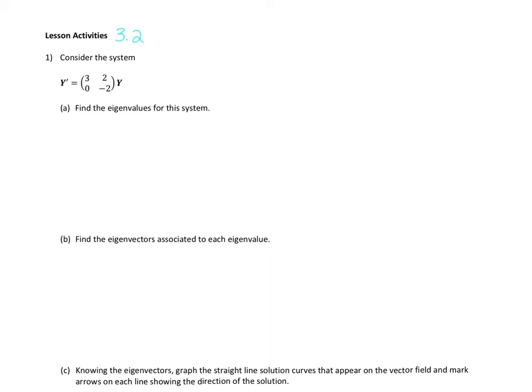These are the lesson activities for section 3.2 for differential equations. Okay, we're given a system of linear differential equations. I'm going to translate this just for practice. This says that x prime, y prime equals 3, 2, 0, negative 2 times x, y, which means x prime is 3x plus 2y, and y prime is 0x minus 2y.